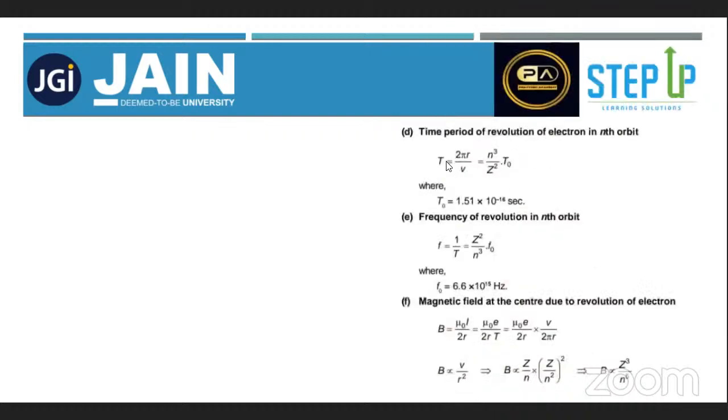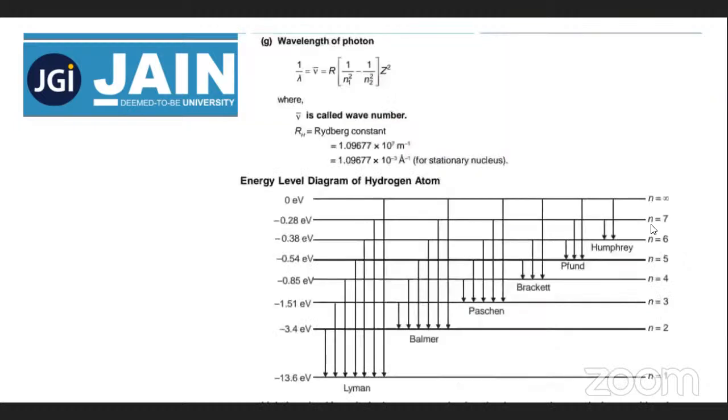Time period formula, you can see that time is directly proportional to n cube, inversely proportional to Z square. Frequency, magnetic field though is not that much important. Formula wise, magnetic field can be asked only in very difficult situation questions. Wavelength of a photon, 1 by lambda, this bar is known as wave number. RH stands for Rydberg constant. You have the values over here.